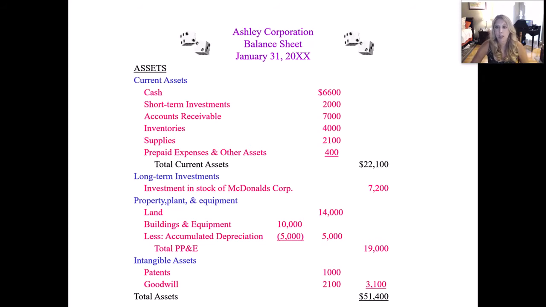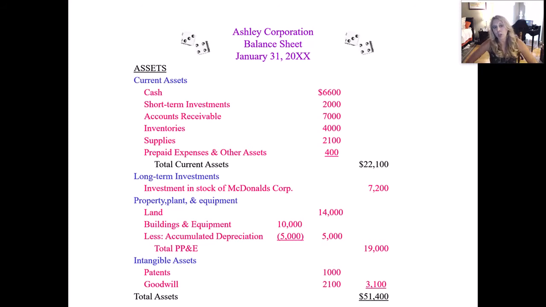And here I group them into current assets, which are always listed first. And they're also listed in a particular order. They're listed in the order of their liquidity. What does that mean? That means how quickly can I convert this asset into cash? So of course, cash is the quickest. So cash will always be listed first, okay? Followed by short-term investments, accounts receivable, inventory, supplies, prepaid expenses, and other assets.